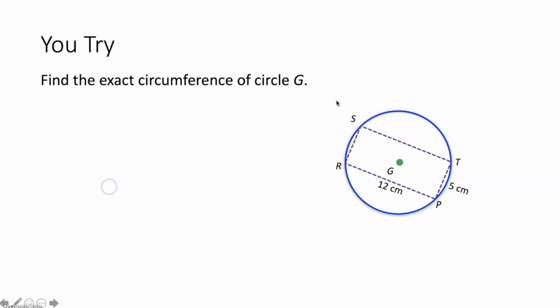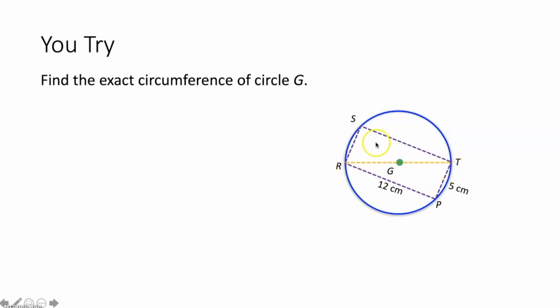Okay, doing the same thing here, we want to find the exact circumference of circle G over here. But we aren't given an inscribed triangle like we were last time. We're given a quadrilateral that's inscribed in this circle. Well, what do? Well, what I could do is I could get two separate inscribed triangles if I were to draw a line segment connecting points R and T that passes through point G.